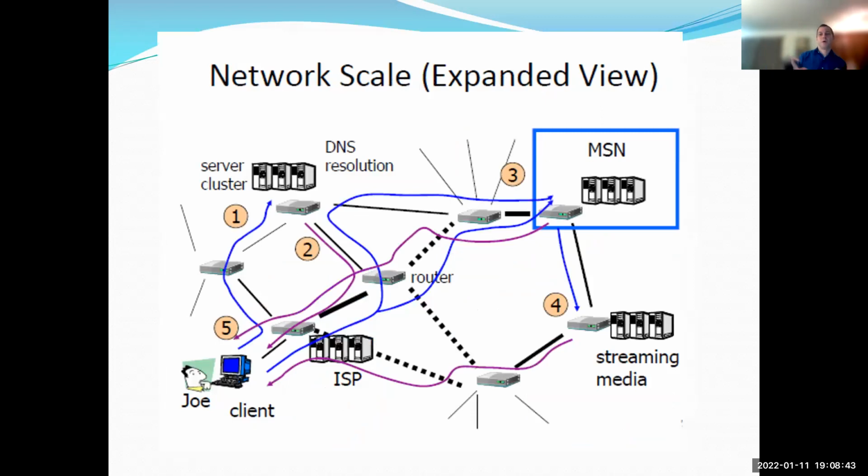Now we can take that and blow it up, zoom in. Now we have a lot of devices, the internet basically, or if it's your internal company, also your layout of devices, DNS, and then routers and the ISP servers, streaming media, and so on. So you can see it's an expanded view of the network scale. If it's an internal network, there are more issues to worry about as the packets are traversing.